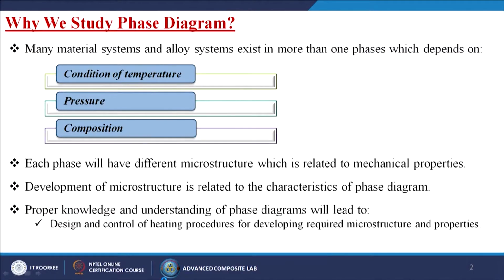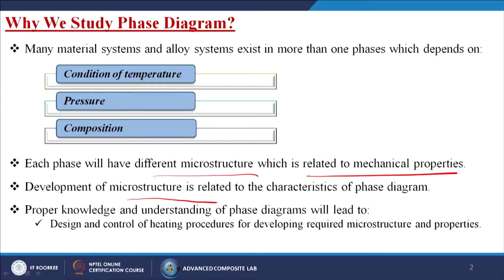Generally, many material systems and alloy systems exist in more than one phase, which depends upon so many parameters. What are those? First is the temperature, then pressure, and the third one is the compositions. Each phase will have a different microstructure, which is related to the mechanical properties. Later we will see that one material can stay in different phases.